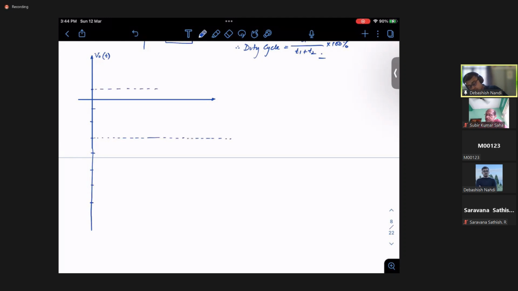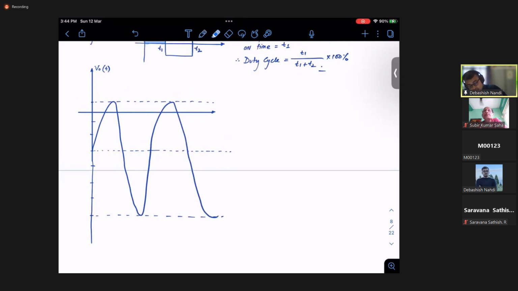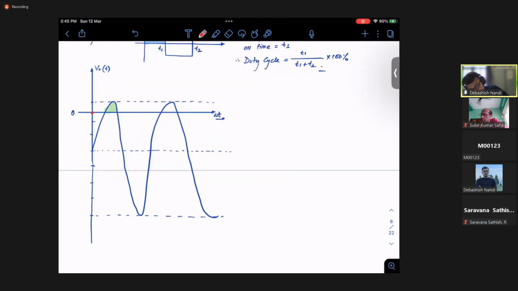So how will your sinusoidal signal be? This will be between this, right? So what is your duty cycle? This is your zero line. Let's say this is your omega t. So you are on for this much time, right? Let's say if you are considering one period, then you are on from here to this point, right? This is your 2 pi. This is your pi by 2.